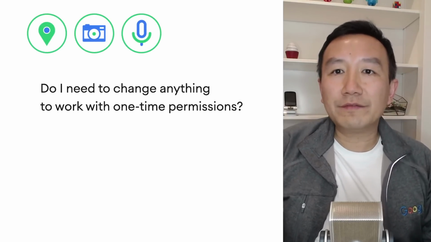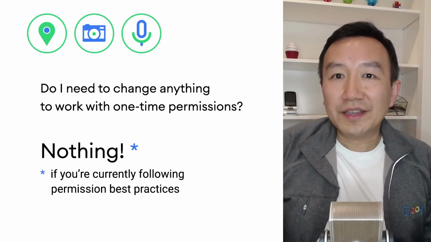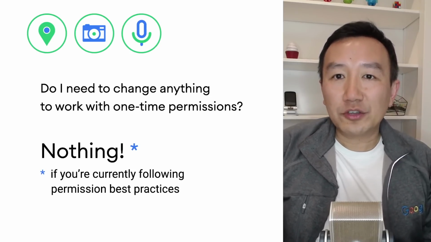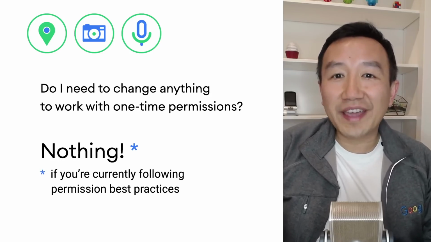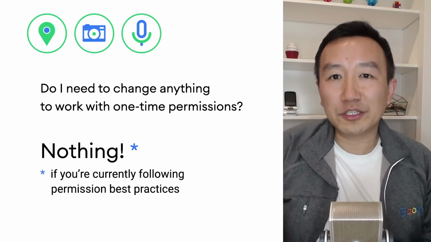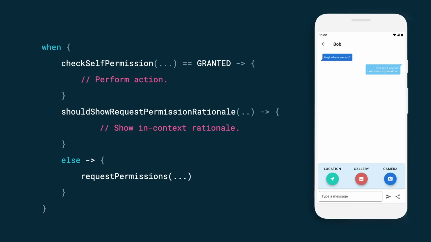Now, you may have this very important question in mind. Well, generally, we don't need to make any changes to your app to work with one-time permission. Well, assuming you are already currently following Android permission best practices. Let's have a look at an example. Let's say we have a messaging app.